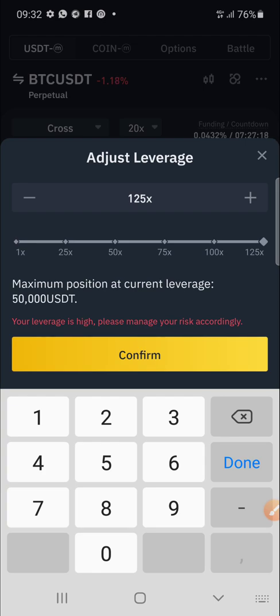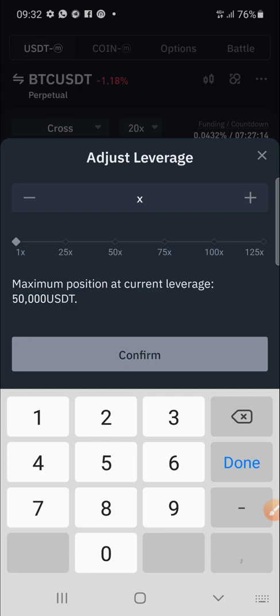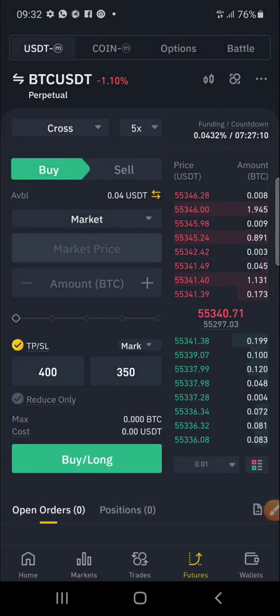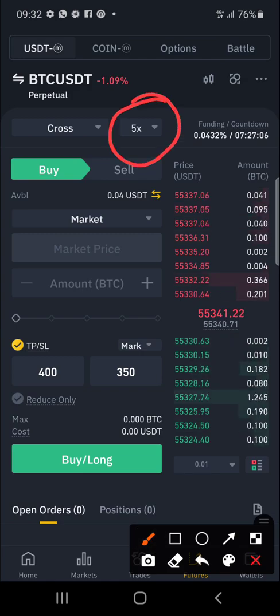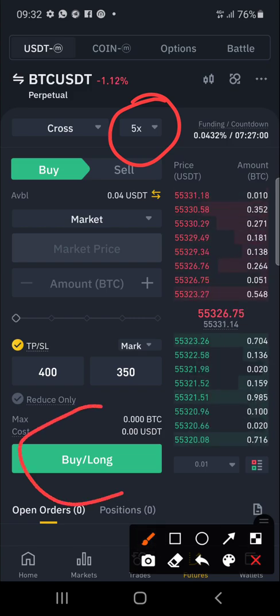After selecting the leverage, let's say I want to use 5x leverage. After that, you click confirm. If you click confirm, you will see here it was 20x before, but it's now 5x. So that's the whole thing. Then after that, you tap on buy, and everything is all right.